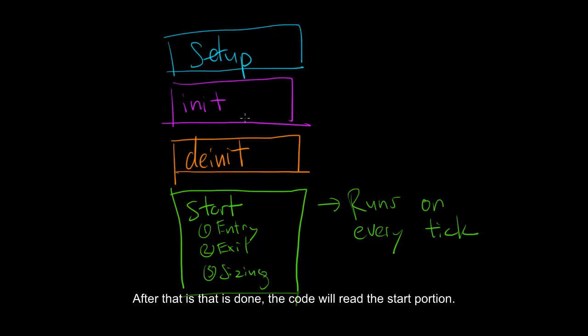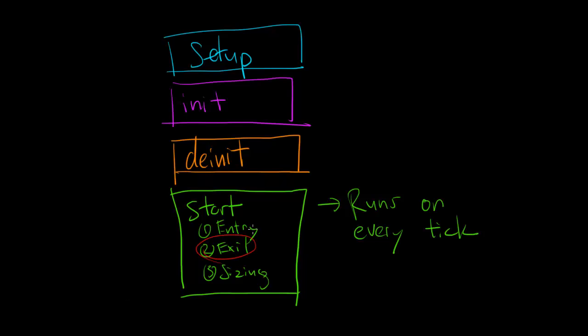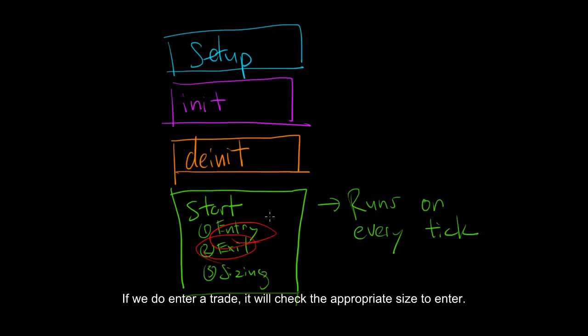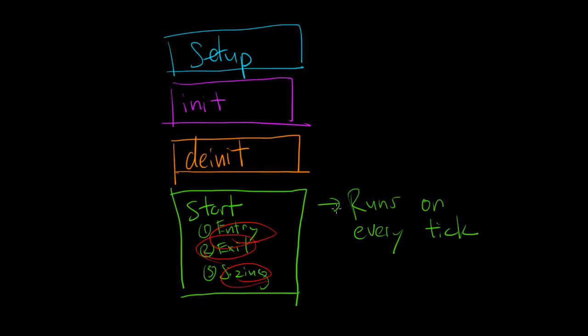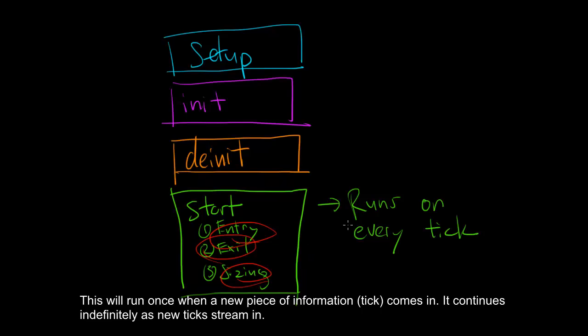After that is done, the code will read the start portion. The first thing that the code will do is to check for any positions to be exited. After which, it will check for any possible entries. And if we do enter a trade, it will check what is the appropriate size to enter. So this will go on and on every time a new piece of information comes in.